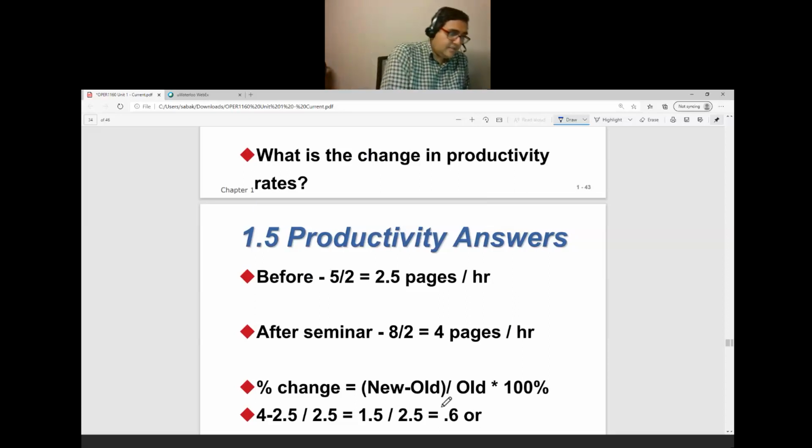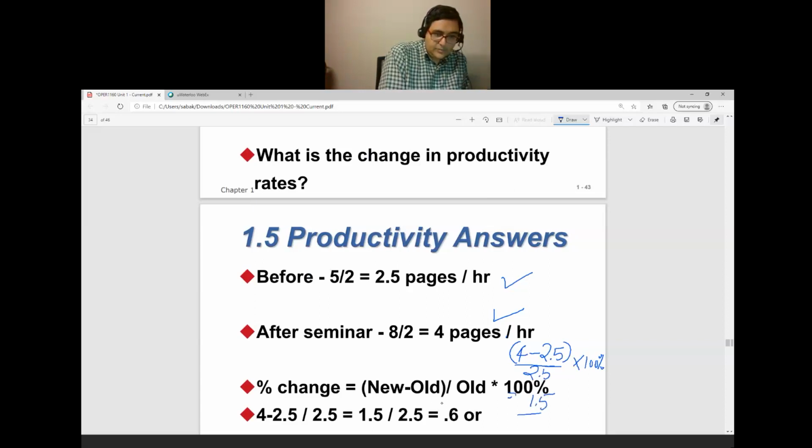So remember, percentage change is calculated using this formula. We take the difference of new and old, so new minus old, and we divide by the base, which is the old productivity. So please see this: new minus old divided by old multiplied by 100 percentage. In this example, the initial productivity was 2.5, and we have the new productivity.